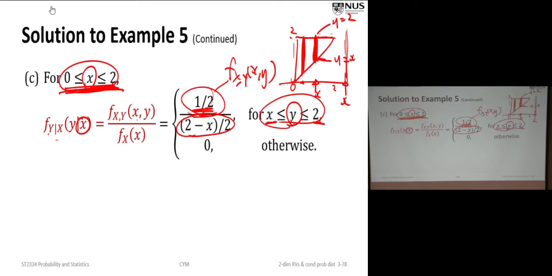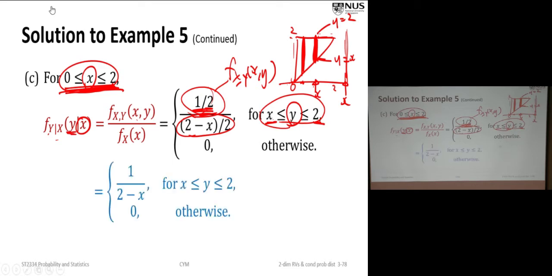This whole thing does not involve any y. It only depends on x. So it's equal to 1 over 2 minus x, so long as y is between x and 2. Now, what does that mean? It means that no matter what your y value is, the probability density function is 1 over 2 minus x. It only depends on x. So what does that mean? It means that it is uniform over this region. It's the same over this region.